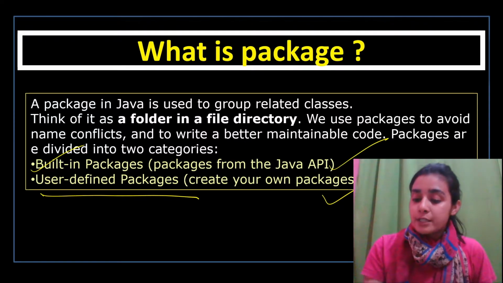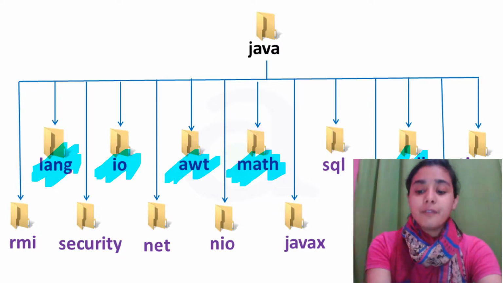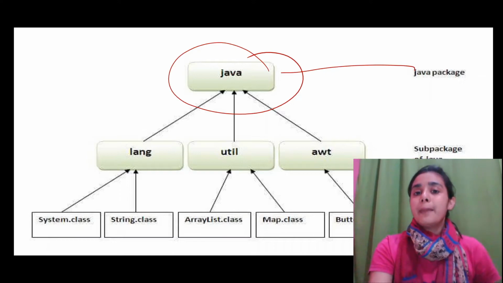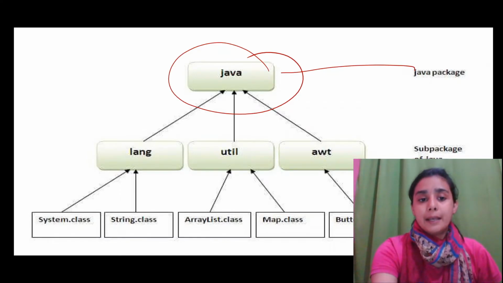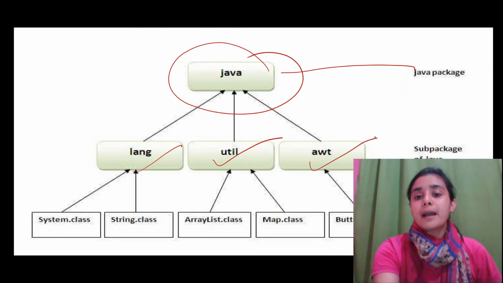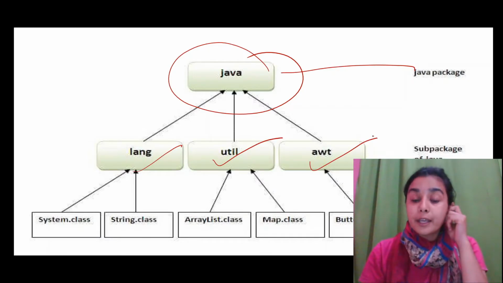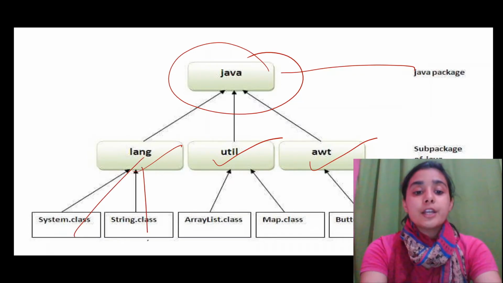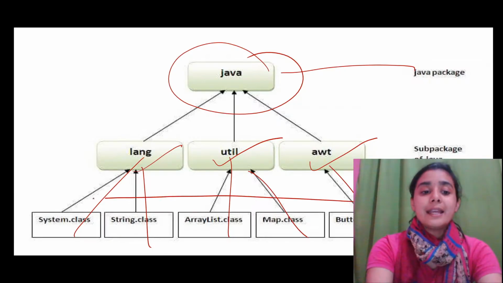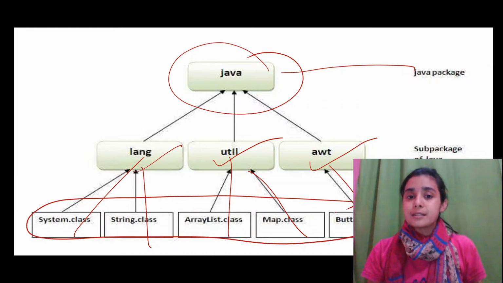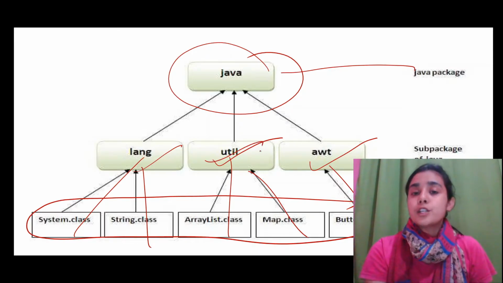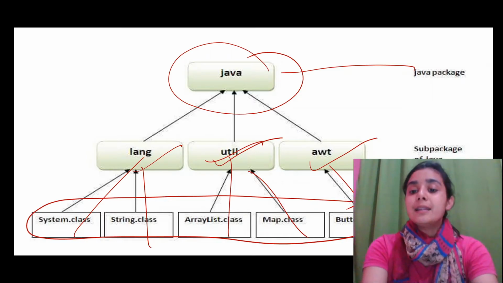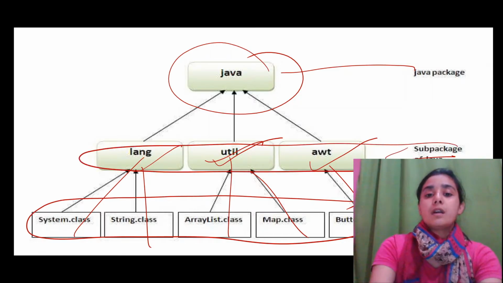Let's take one more example. This is Java, my main package, and these are my sub packages: the lang package, util package, awt package, io package. Many packages are there, and these packages have many classes. This is a group of related classes. You have used the util package when you wanted to work with the Scanner class. So these are the classes and these are the packages under Java that we are using.